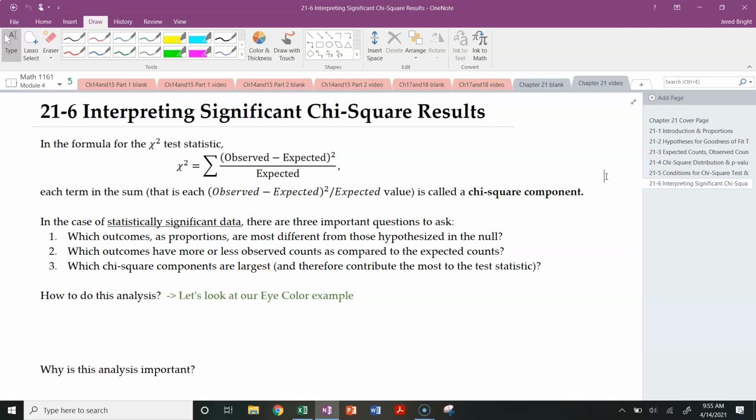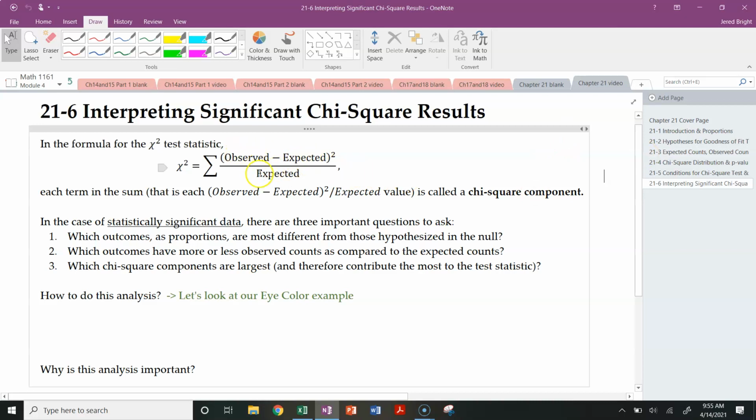So what you end up doing in practice is looking at those chi-squared components, each one of those observed minus expected squared over expected, and seeing which ones are large. Ideally the observed and expected should match, and if they match, that means that the numerator is 0. So ideally we want all these chi-square components to be 0. But if we ended up rejecting the null, that means that some of them are not 0.